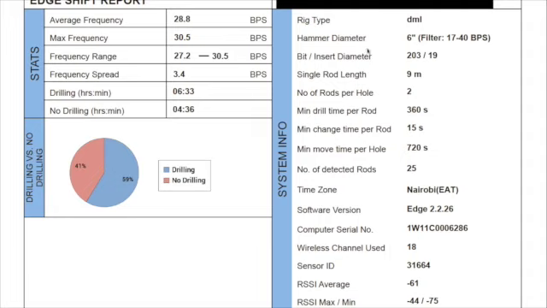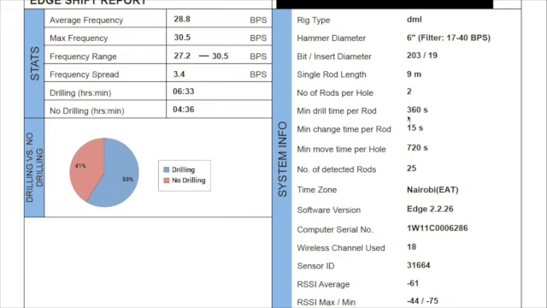Further, on the right-hand side, we have a number of statistics. They are typically the kind of input information that the operator has entered in the Edge system. So, first of all, the operator has entered that this is DML rig. They've indicated that they're using 6-inch hammer. They've put in that the bit size is 203 millimeters and the insert diameter is 19. A single rod has the length of 9 meters. They're using 2 rods per hole.